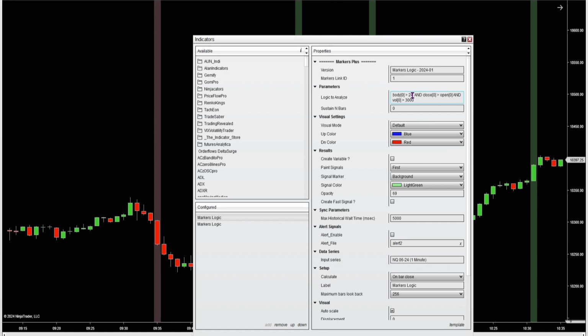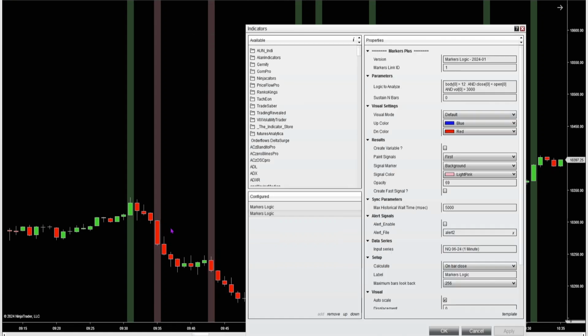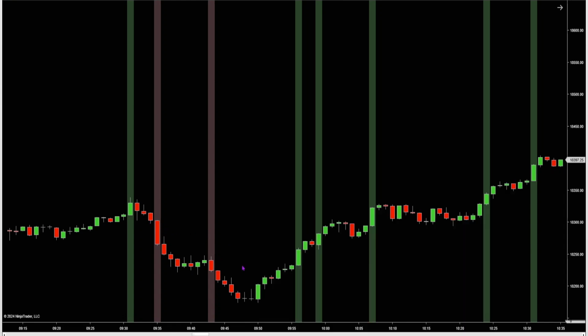Let's go down back to the 12-point body size. And these are all the bigger candles that have the 12-point body size, but also have a volume greater than 3000. Seems to be some decent signals. This one would not have triggered. We never broke above the high of the signal candle. The rest of these look like they triggered. This is the first 1 hour, 9:30 to 10:30.